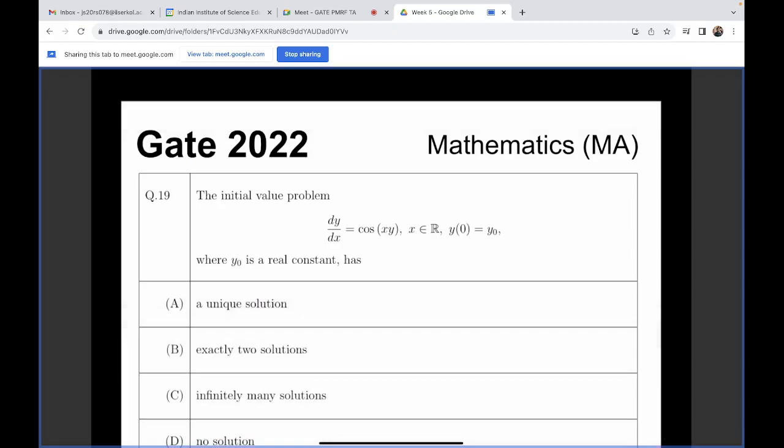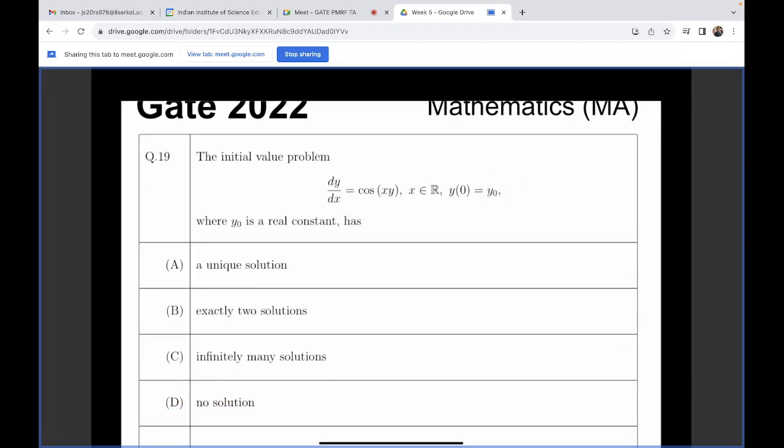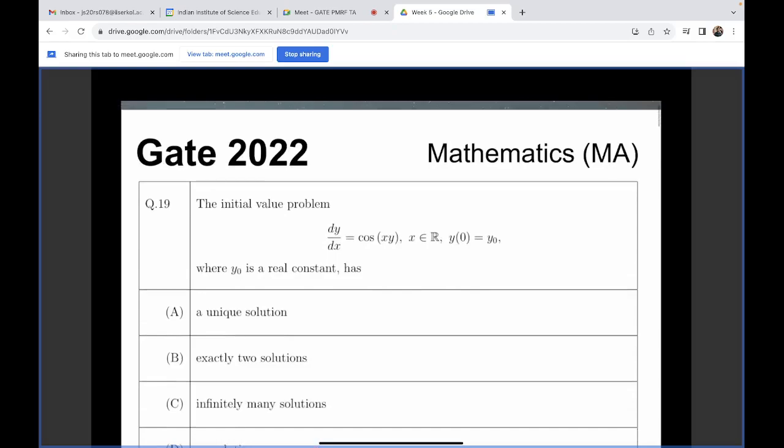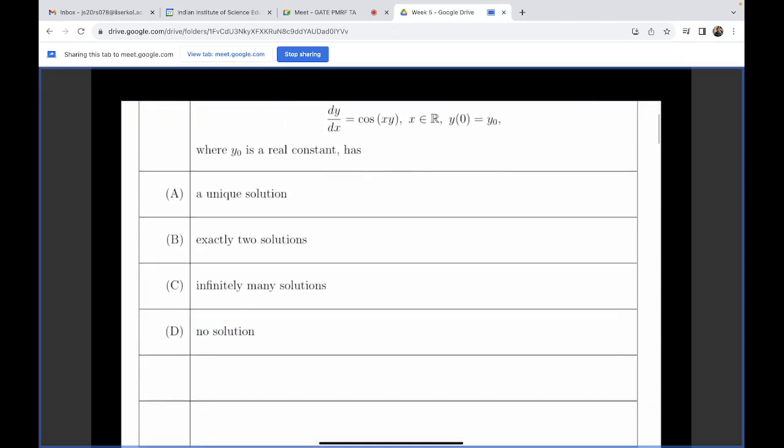It's saying that the initial value problem dy/dx = cos(xy) for x in R, and y at the point 0 is y naught, where y naught is a real constant, has: a unique solution, exactly two solutions, infinitely many solutions, or no solution for this initial value problem. Okay, let's solve this one.